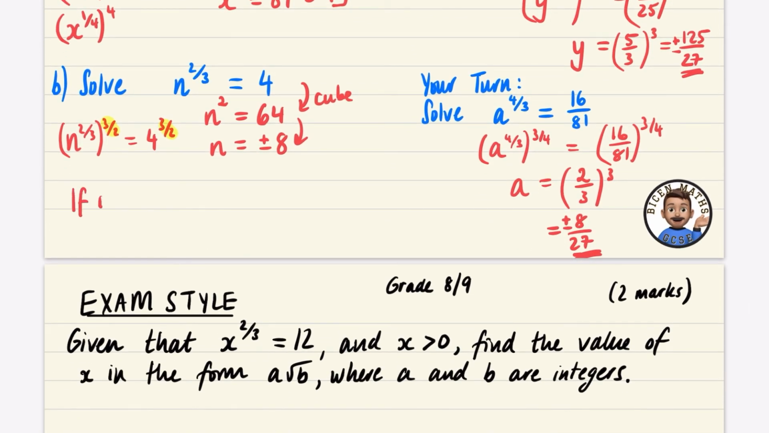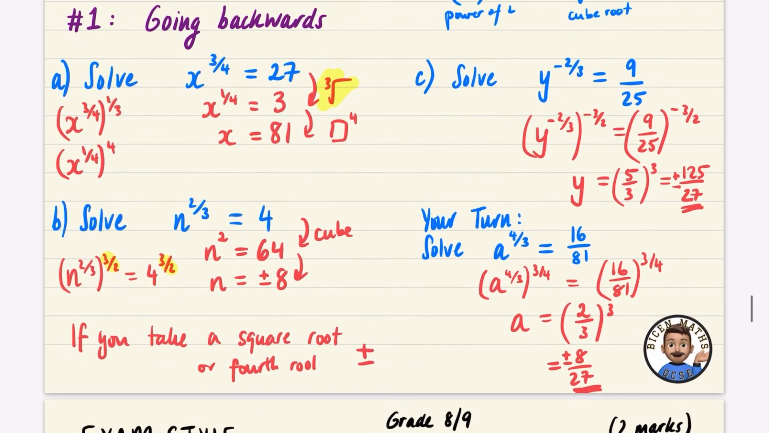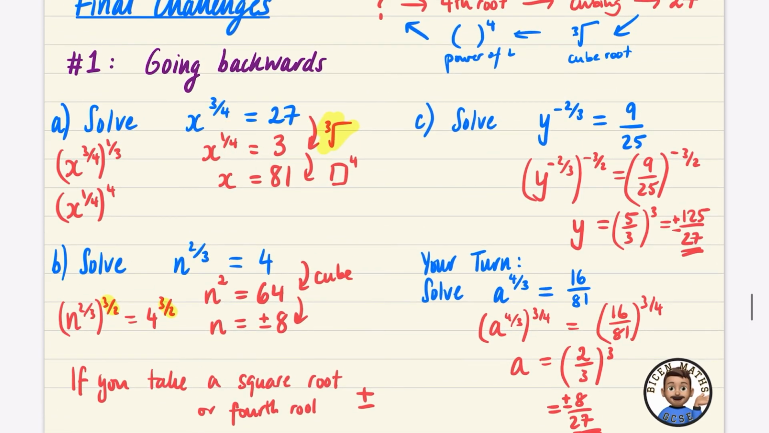If you take a square root, or 4th root, or 6th root, of course, an even root, you must have plus or minus. But that's because we're actually solving an equation. We were the people that were doing the square rooting, unlike in the earlier questions.